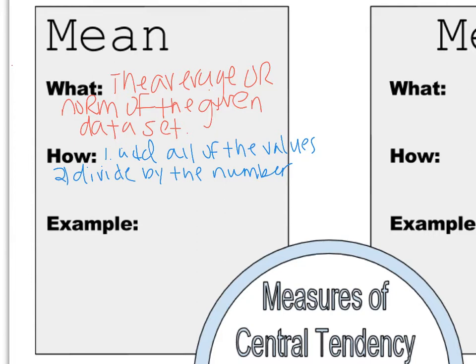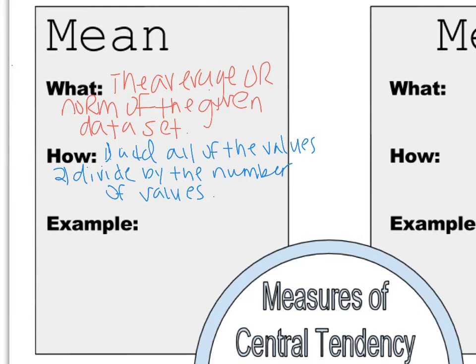Oops, sorry, hold on. Okay, so it's a 2-step process. You're going to add all of the values, and then you're going to divide by the number of values, and that will give you your mean.